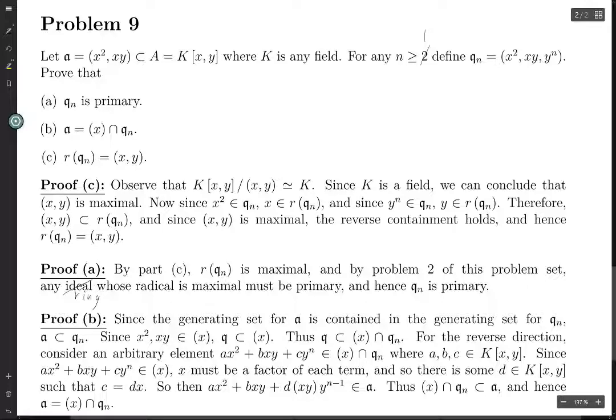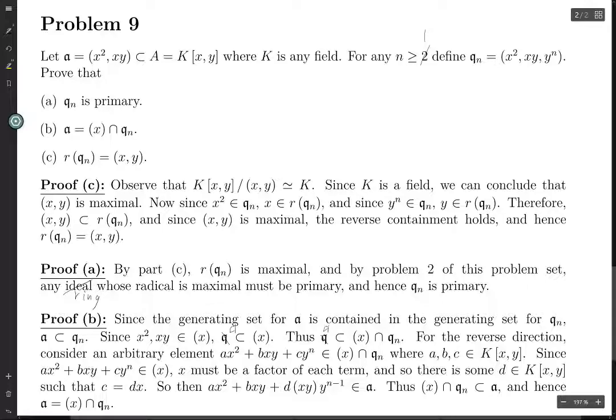Okay, so both generators of A are contained in the ideal generated by x, and so A is contained in the ideal generated by x. So A is contained in both Qn and the ideal generated by x, so it's contained in the intersection.